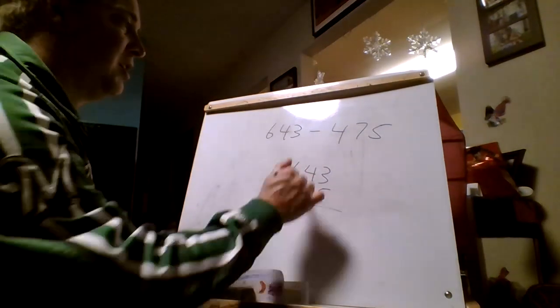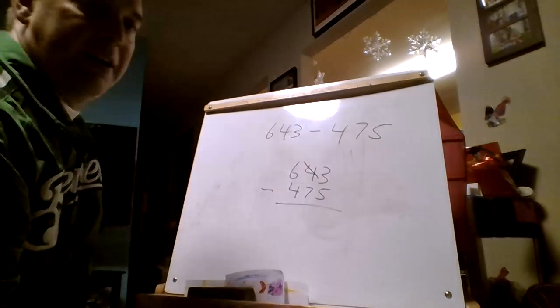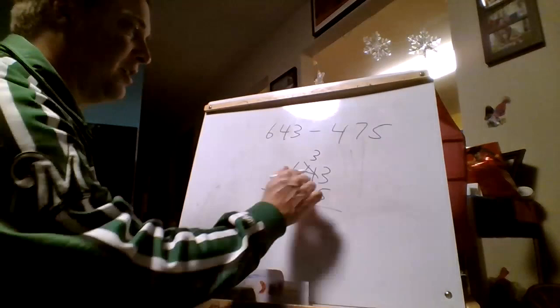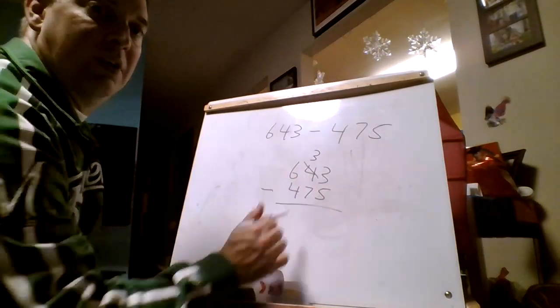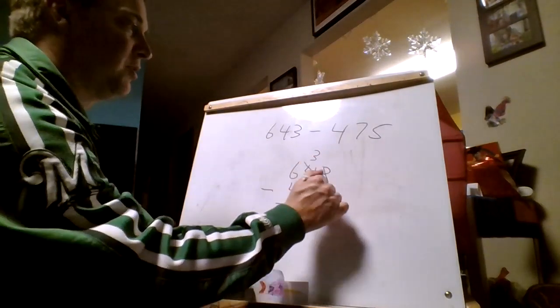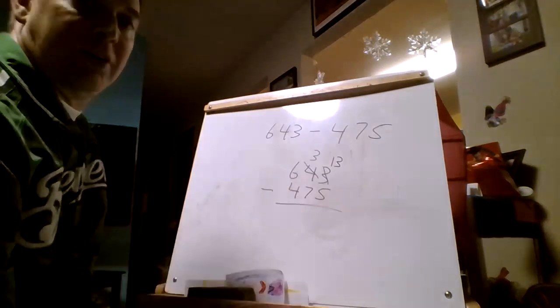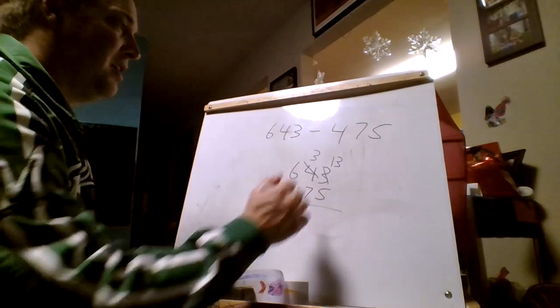No, I can't. So I need to borrow from the tens column. So that number is going to go down by 1. We're taking away 1 from the 10 column, and we're going to move it over to the ones. So we're adding 10 to this number. So instead of 3, it's going to become 13. So we're basically putting a 1 in front of it because we're adding 10 from this column. Now we can subtract that.